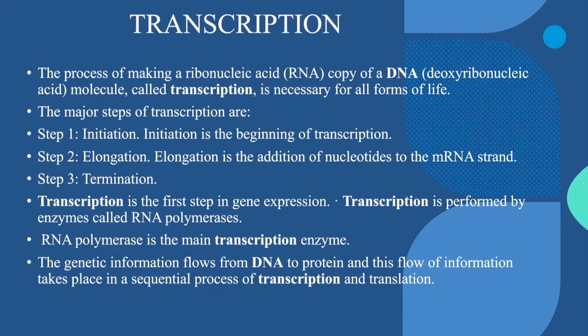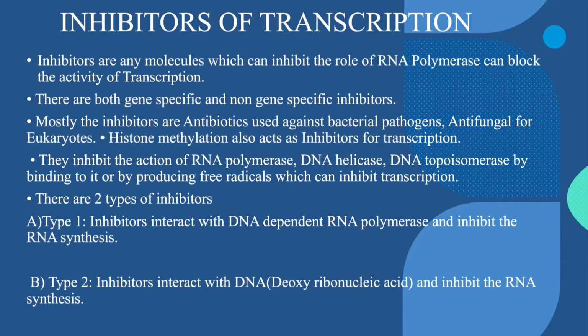Next one is transcription. Transcription is the process of formation of RNA from DNA. The process of making RNA from DNA is called transcription. This takes place in three different steps, that is initiation, elongation, and termination. Transcription takes place with the help of the enzyme RNA polymerase. So there are inhibitors of transcription. These are molecules which can inhibit either the role of RNA polymerase or act on the DNA molecules from which the RNAs are formed, so that the process of RNA formation will be inhibited.